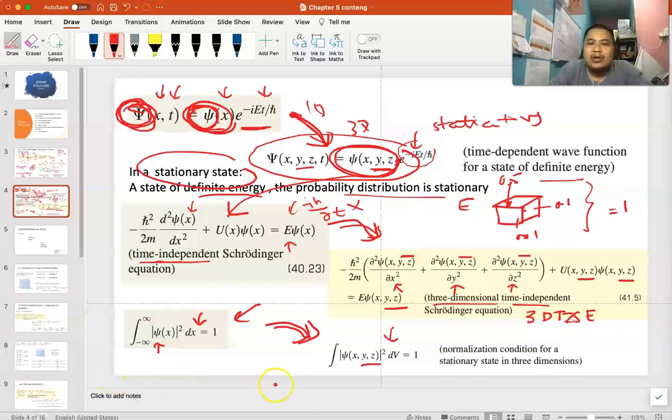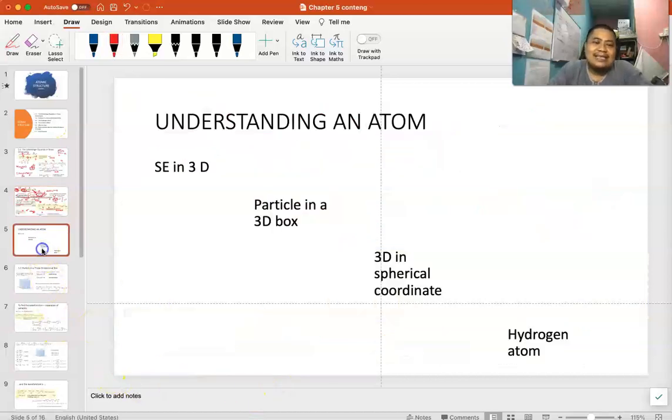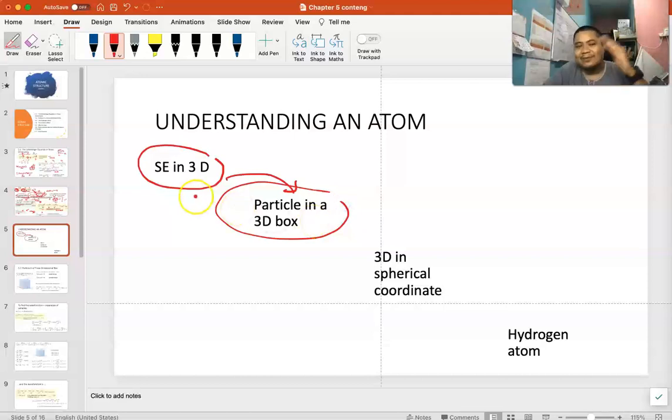Alright, so why do we want to do that? Okay, so we want to understand an atom in this chapter. So what we will do is we have to set up the Schrödinger equation in 3 dimensions. In the next subtopic, we will apply it for a particle in a box. So we are going step by step. Step 1, we want to transform 1 dimension to 3 dimension. And now we will transform into a 3D box, particle in a box.